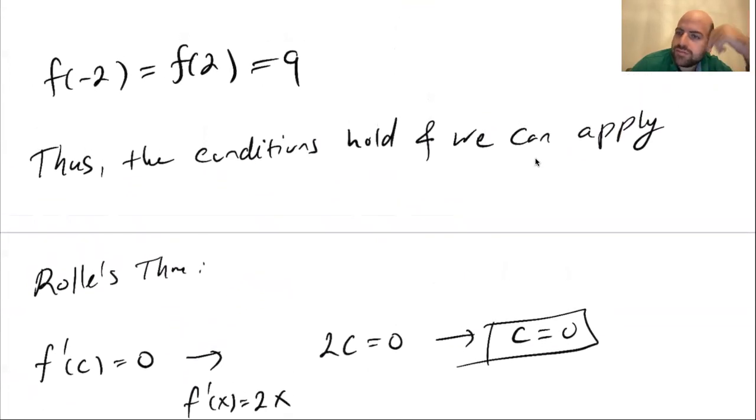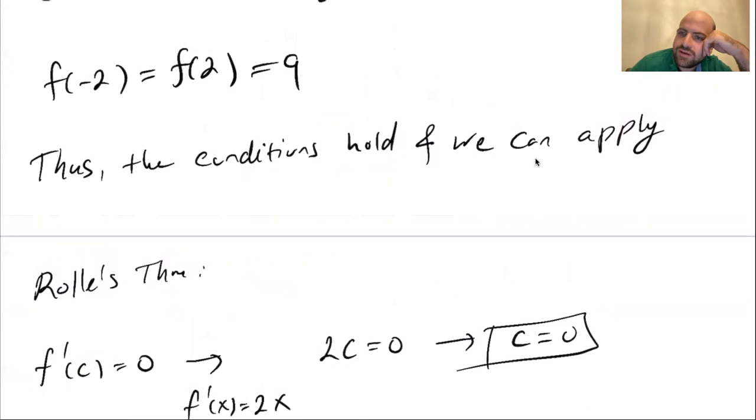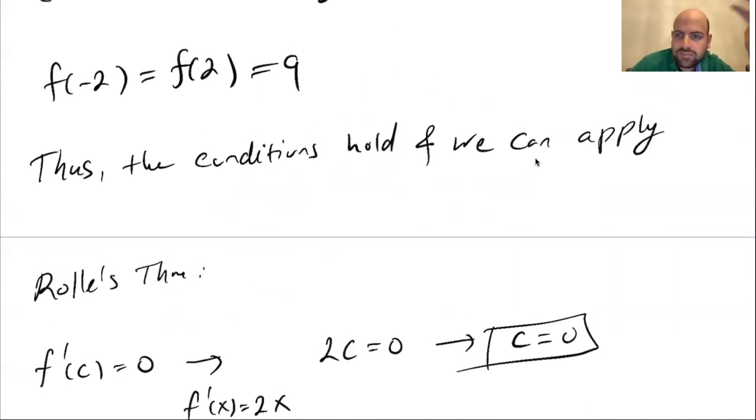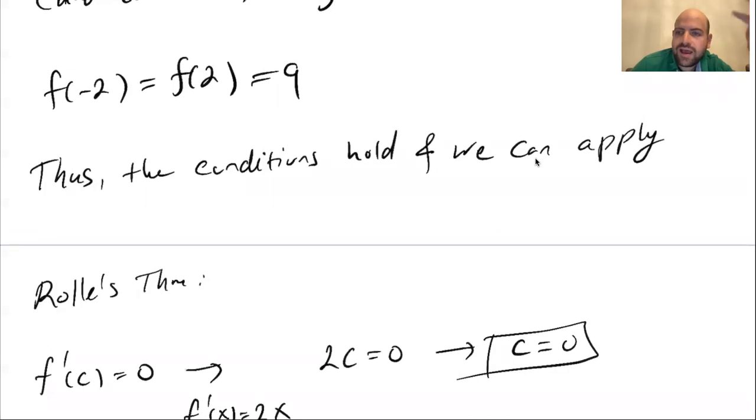So yeah, it's just an example of Rolle's theorem. Existence of c is guaranteed, and as expected, we have a value of c between -2 and 2. In this case, it's 0. So in this case, c is right in between, in the middle, between -2 and 2. But that's not always the case. It doesn't have to be the case.